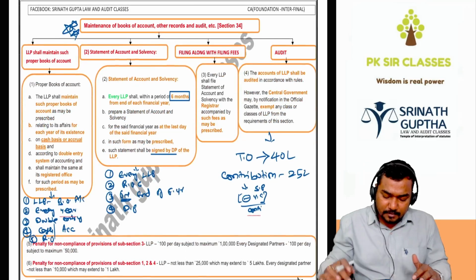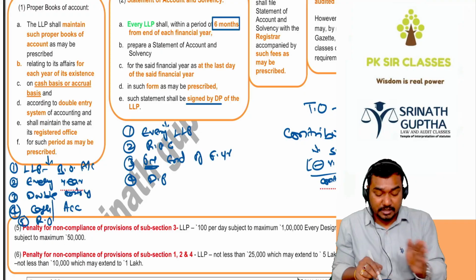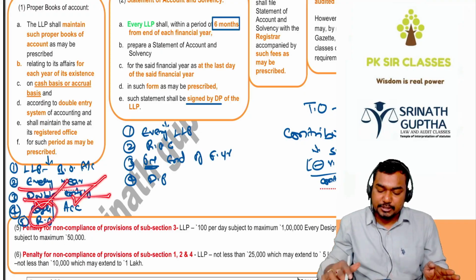Next, maintenance of the books of accounts. Every LLP has to maintain the books of accounts every year on a double entry system, on cash basis or accrual basis, at the registered office of the company.